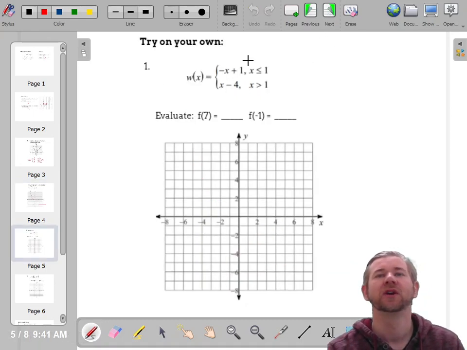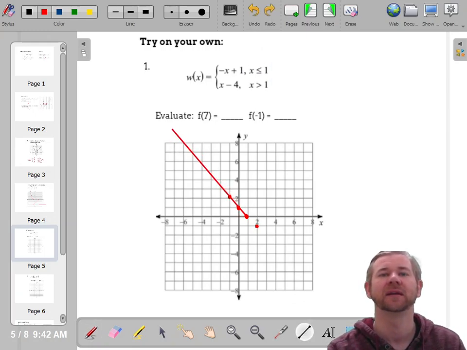All right, let's try another one. Graph the line -x plus 1. So you start at the y-intercept and you go down 1 over 1. So it's this line, but we're going to use that when it's less than 1. So 1's right there. It looks like that. Okay, that's this 1 over 1. And then it's a closed circle because it's less than or equal to.